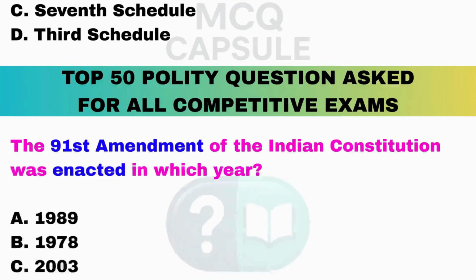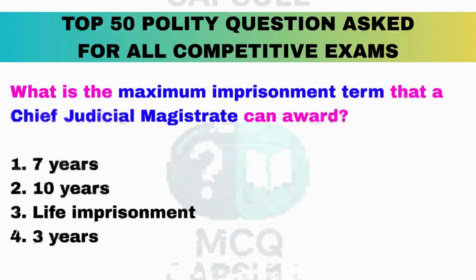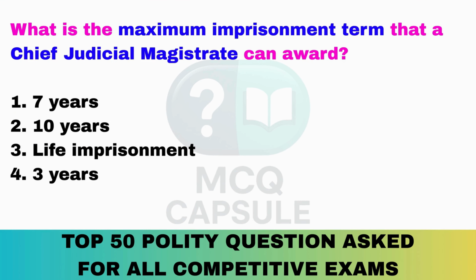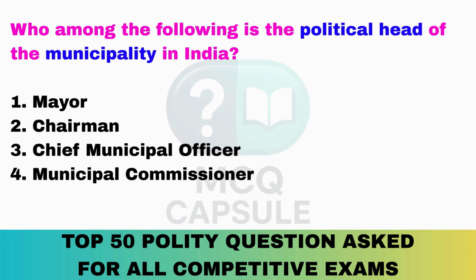Second schedule. The 91st Amendment of the Indian Constitution was enacted in which year? 2003. What is the maximum imprisonment term that a chief judicial magistrate can award? 7 years. Under which provision can the governor extend judicial service rules to certain magistrates? Article 237. Who among the following is the political head of the municipality in India?